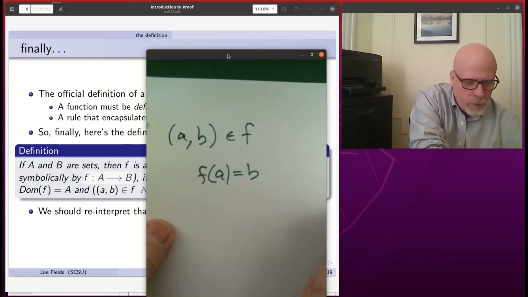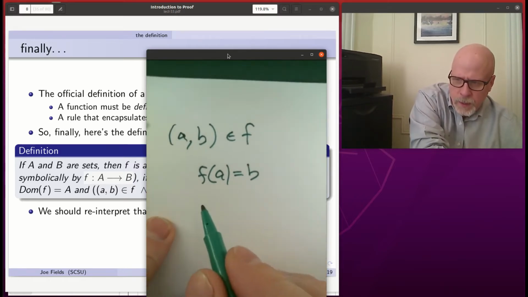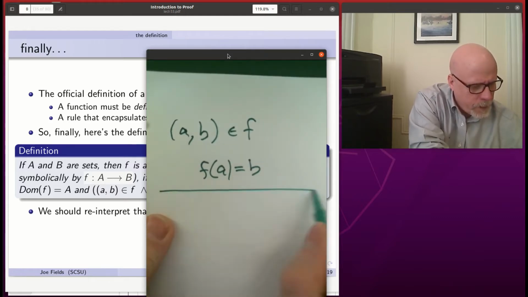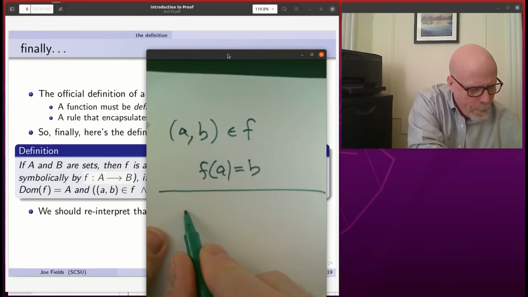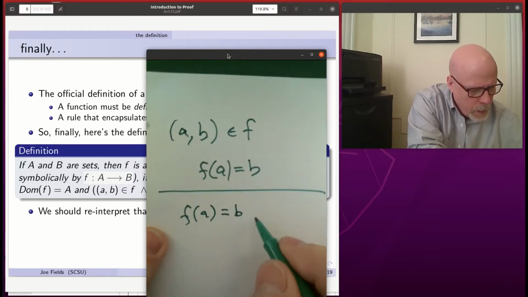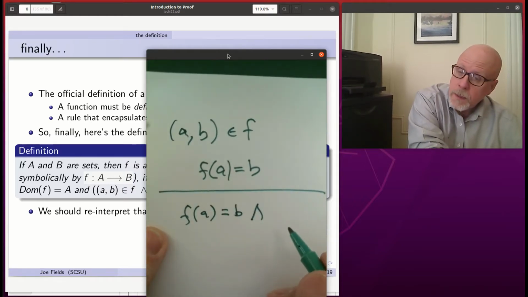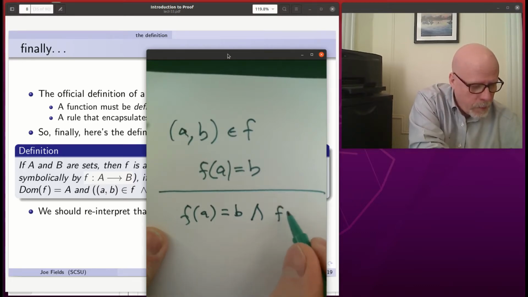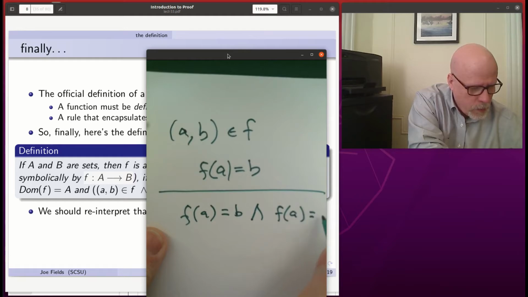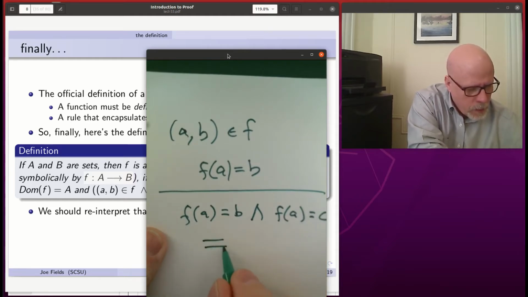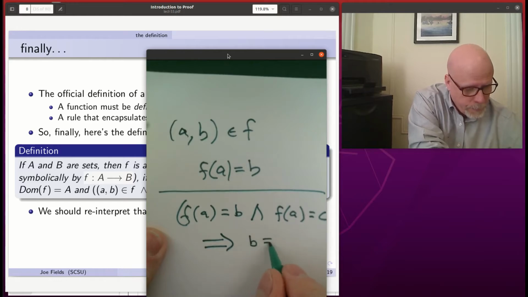All right, so if I try to say that whole thing, I've got this. F of A equals B. And I've also got that F sends A to C. So that's saying F of A equals C. Those two things together are going to imply that B is equal to C.